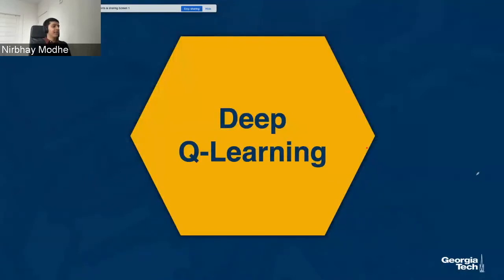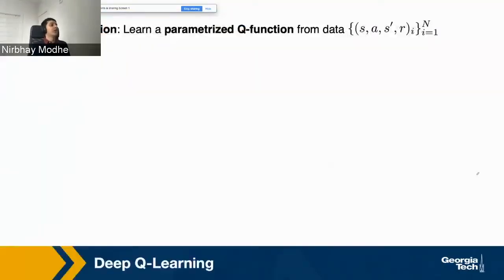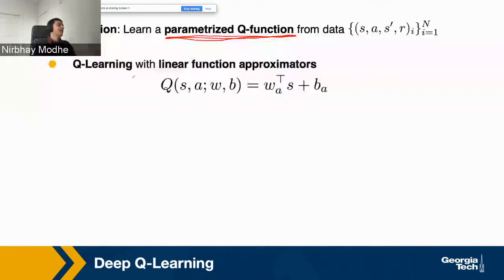Okay, so with that, let me start with the first RL algorithm, which is deep Q-learning. The intuition behind this is, given you have collected some data, you want to learn a parameterized Q function. This parameterized Q function is going to be our neural network, which outputs our Q values. Let's say in the simplest case, we have just one linear layer as our Q function. This has been studied extensively in the RL theory literature, and people have shown that this is quite an important tool to understand some theoretical benefits of Q learning.